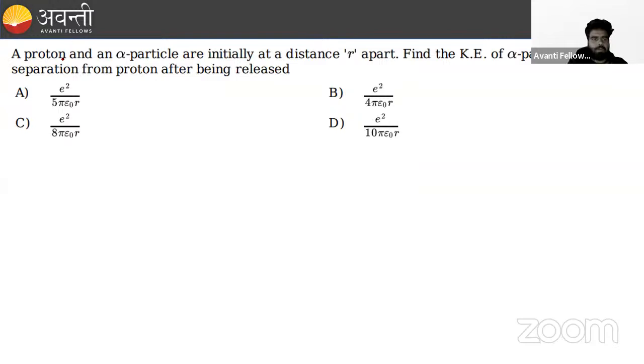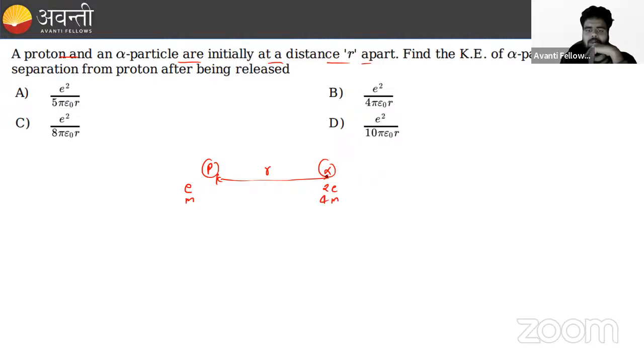In the next problem, a proton and an alpha particle are initially separated at a distance r. So we can say this is the proton and this is the alpha particle. Initially they are kept at rest. We know the charge of the proton is e, and its mass is m. The charge on the alpha particle is 2e, and its mass is 4m.